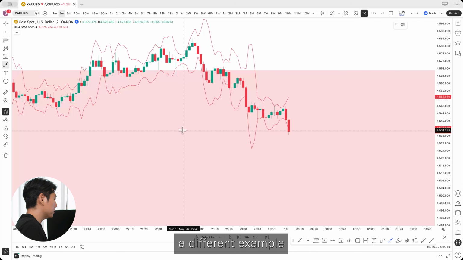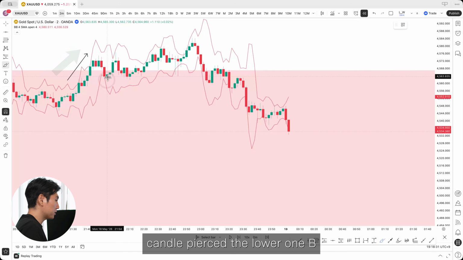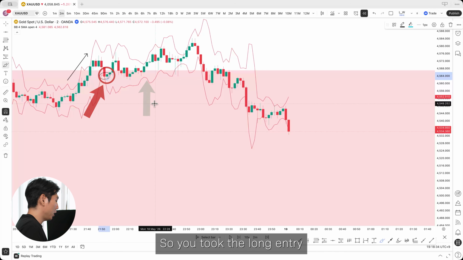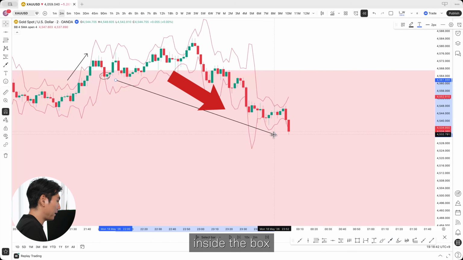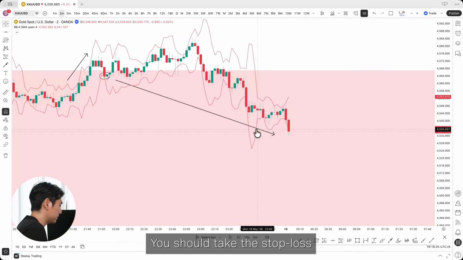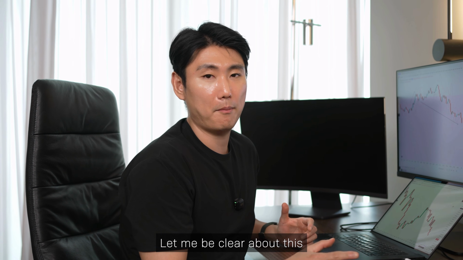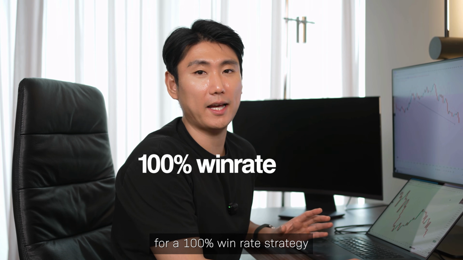Now let me show you a different example. On this day, the box was broken upward, and the 2-minute candle pierced the lower 1B. So you took a wrong entry, but price came back inside the box. What do you do in this situation? You should take the stop loss. Let me be clear about this. A lot of people look for a 100% win rate strategy.